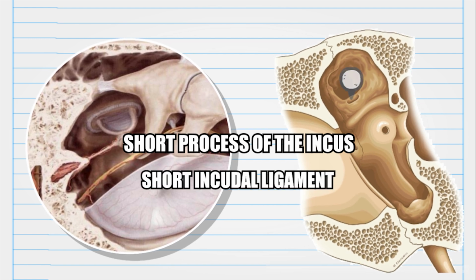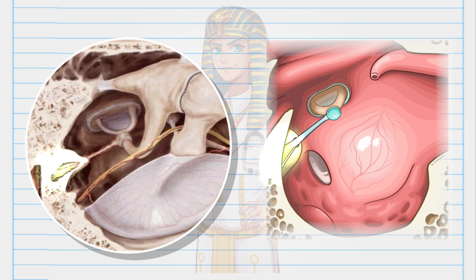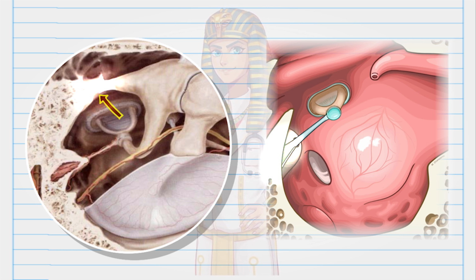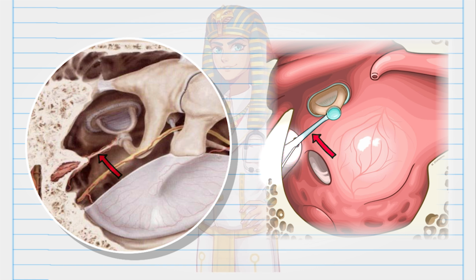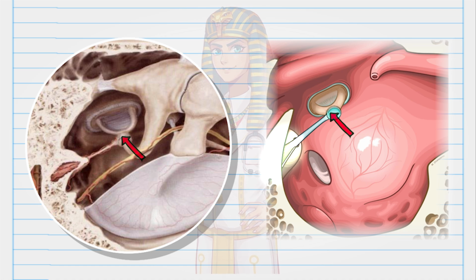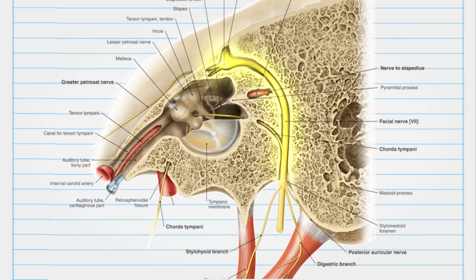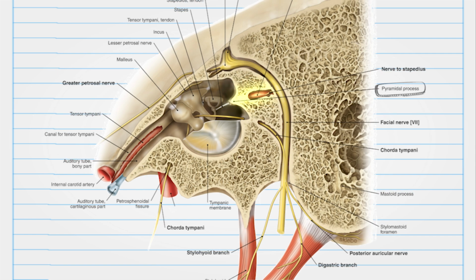Short incudal ligament. Pyramid. Bony projection from the posterior wall with its apex pointing anteriorly. Below the fossa incudis. Contains the tendon of the stapedius muscle, which attaches to the neck and posterior crus of the stapes. Facial nerve. Runs in the posterior wall just behind the pyramid.